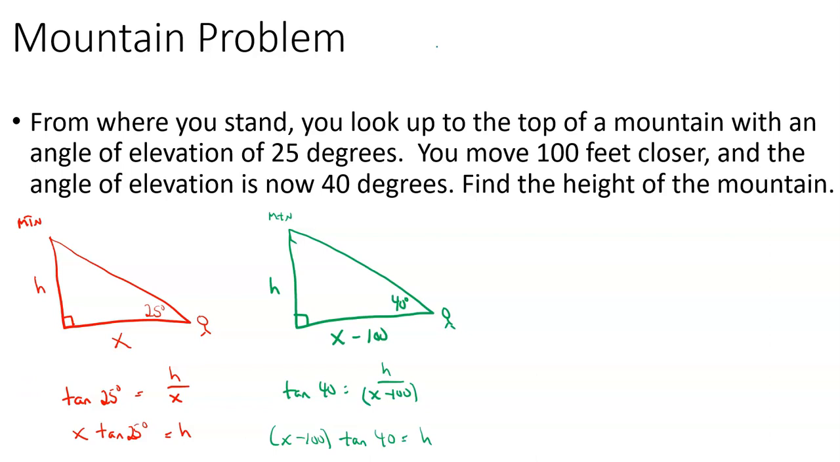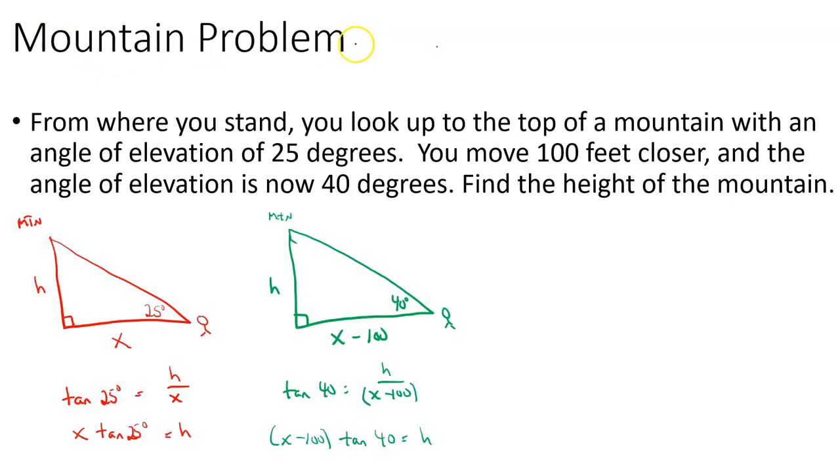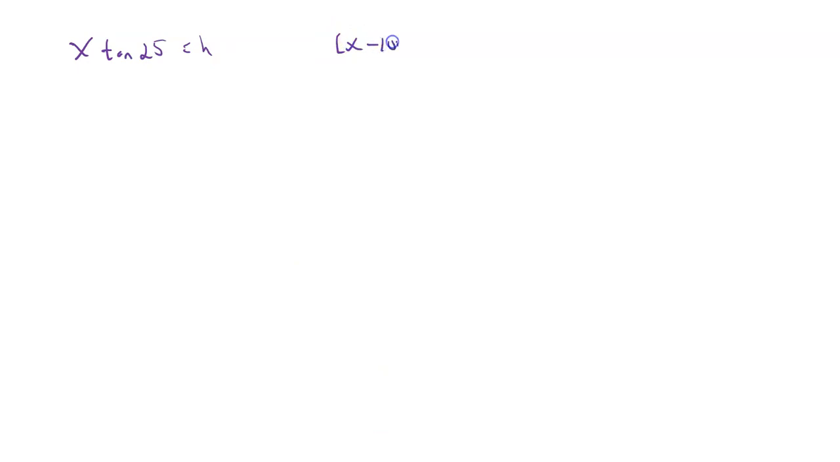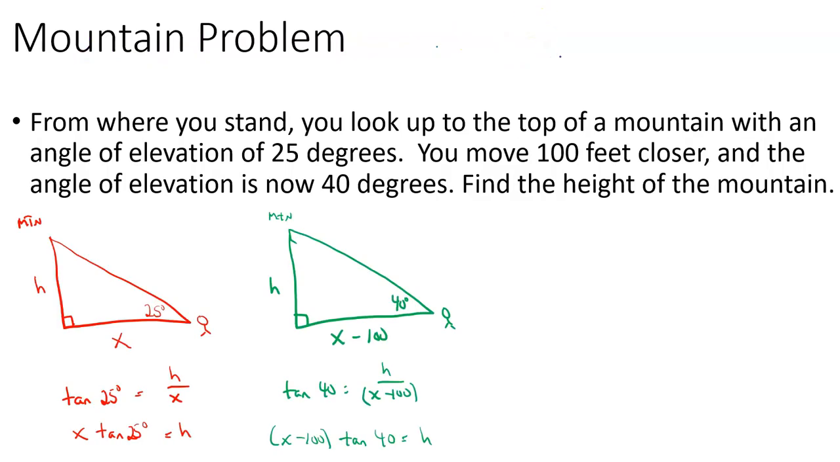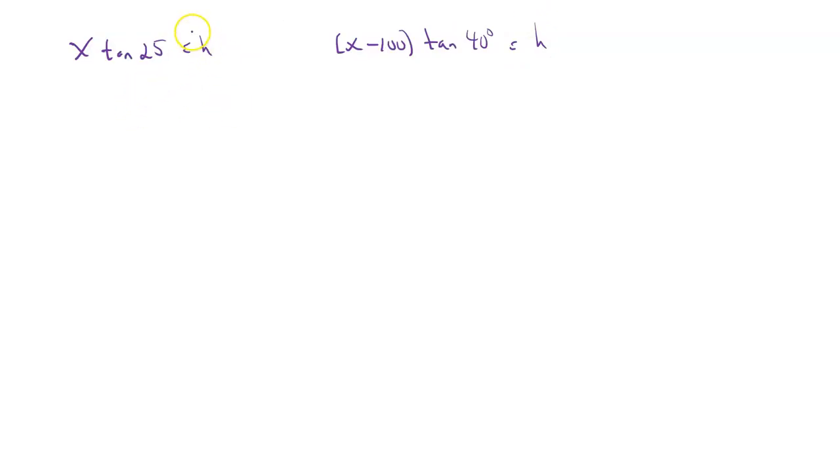So again, I'm going to do the same thing I did before. I'm going to copy them onto another slide so I have some space to write. The first line we had was x times the tan of 25 equals h. The other one we had was (x minus 100) times the tan of 40 equals h. The whole key to solving this problem is, look, they both equal the same thing. They both equal h. Well, if they both equal the same thing, they must be equal to each other. So x times the tan of 25 degrees must equal (x minus 100) times the tan of 40 degrees.